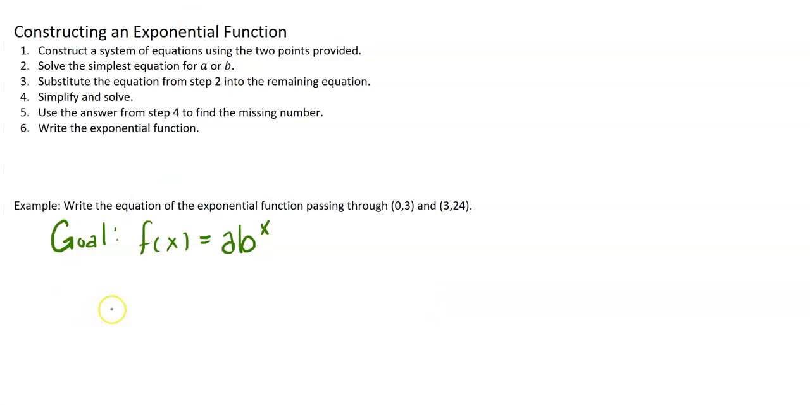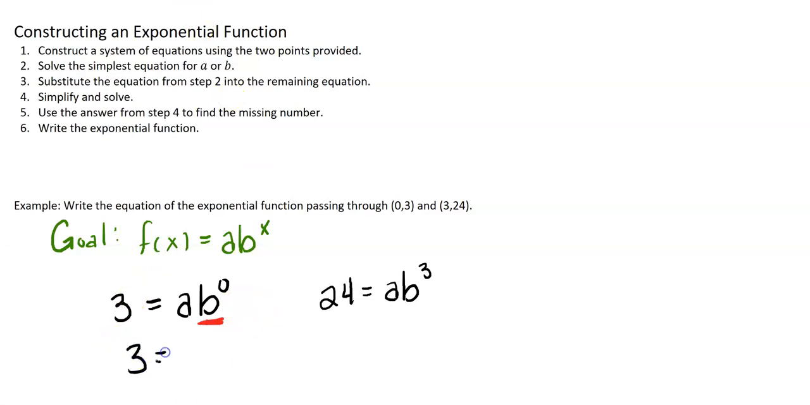So when I create my first system, I'm going to have 3 as the y value, equals a, b to the 0, that's the first one. My second will be 24 equals a, b cubed. Alright, so this one's really simple. If we remember our exponent rules, anything that's not 0 to the 0 is just 1. So this first equation is now solved for a.